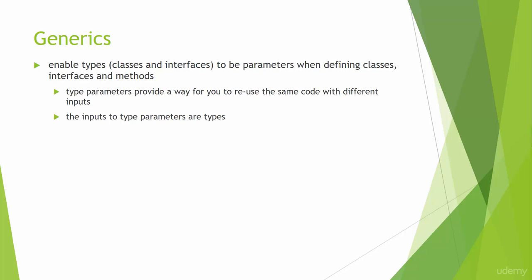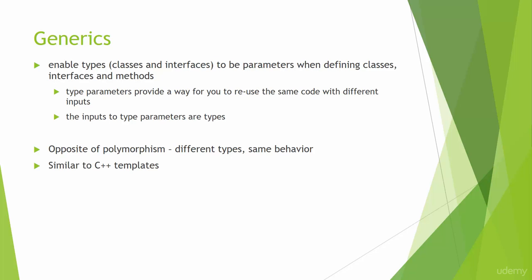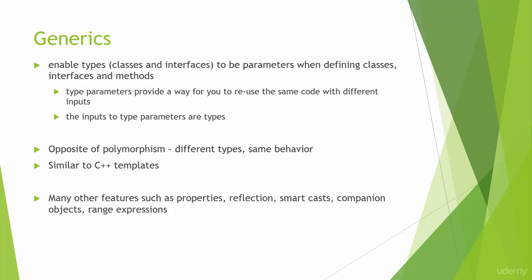The inputs to the type parameters are types. Typically when you pass information to a method, you pass data. You don't pass types. Generics allow you to pass in types. Based on the types, you have the same behavior. You can greatly reduce your code by using generics. Like I mentioned, it's the opposite of polymorphism. Polymorphism is this concept of you have the same type of data, but you have different behavior. With generics, you have different types, but you have the same behavior. It's similar to C++ templates, if you've ever used those.